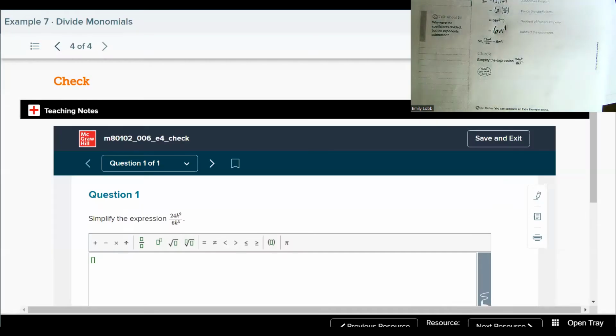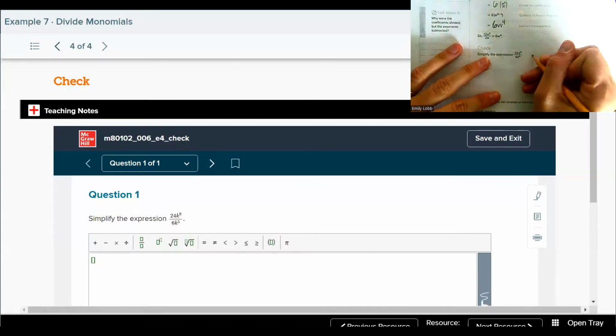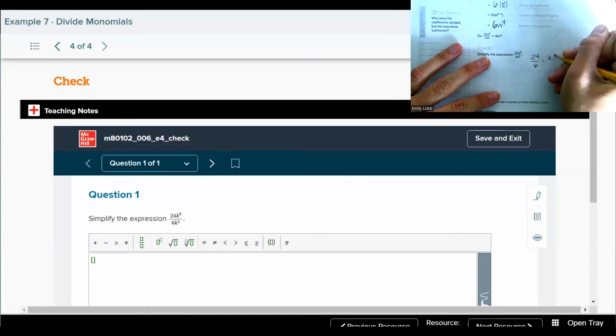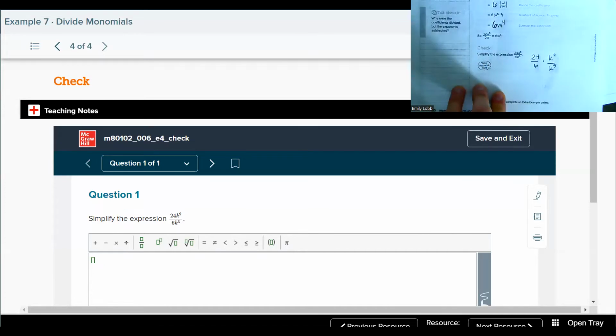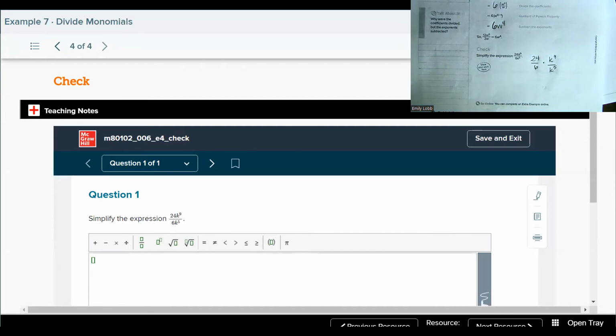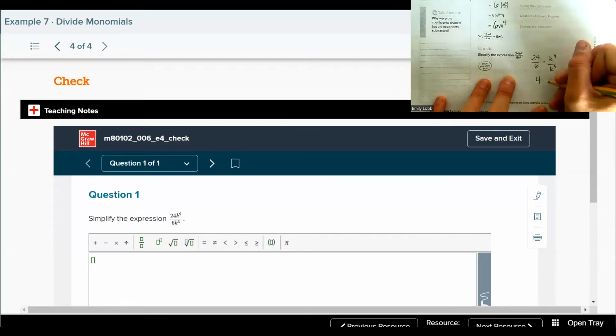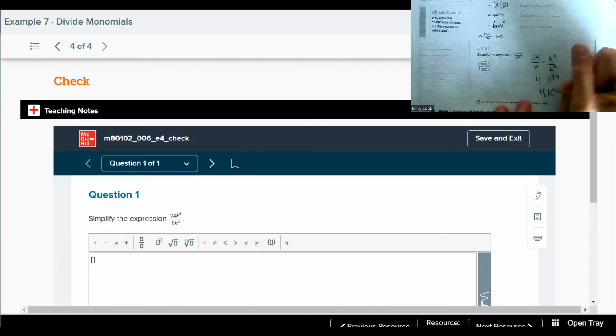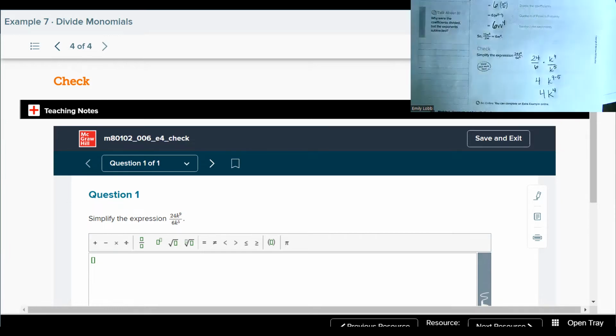All right, so you should have taken your coefficients. You can associate them. 24 divided by 6 times your party in the back, right? What's 24 divided by 6? What did you get, William? 4. Thank you. And then we know k to the 9th minus 5 is 4. k to what power, everyone? 4, thank you. Do you see how we got from point A to point B?